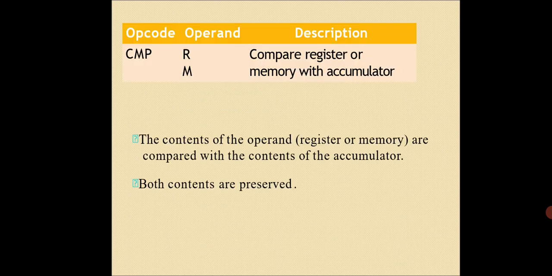So the first instruction of the compare is CMP. CMP stands for compare with accumulator. This is a single byte instruction. This instruction compares the content of the operand, that is register or memory, with the content of accumulator. Both contents are preserved, and the result of comparison is shown by setting the flags. So you can see the operand, that is R and M, and the content of the operand, that is register or memory, is compared with the content of the accumulator.